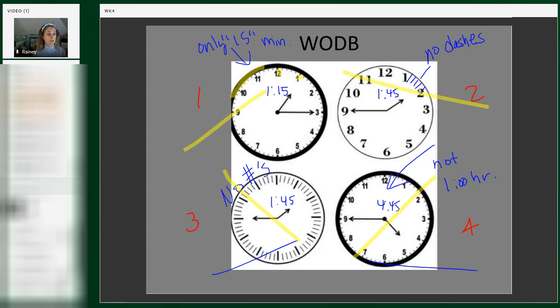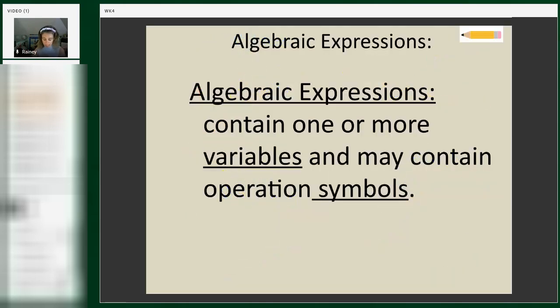We're going to get to our new stuff. Get your paper. Here we go. All right, in the tip top, in the box. Here we go. Algebraic expressions contain one or more, fill in the blank, variables, and may contain operation symbols.